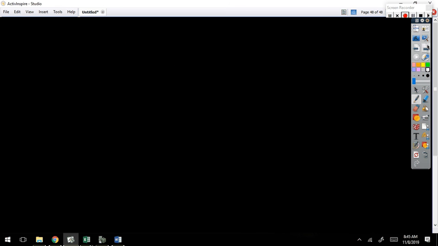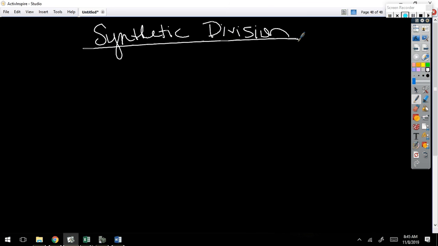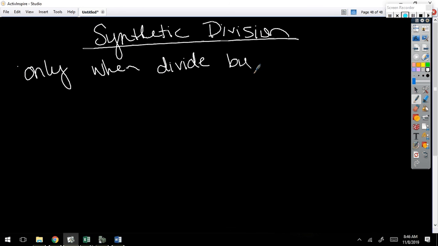Let me show you synthetic division so it'll help you be quicker. This only works when you're in the scenario of x minus k. So if there are exponents or coefficients on that x, you cannot use synthetic. But if you're dividing by something that looks like this, you can use synthetic.